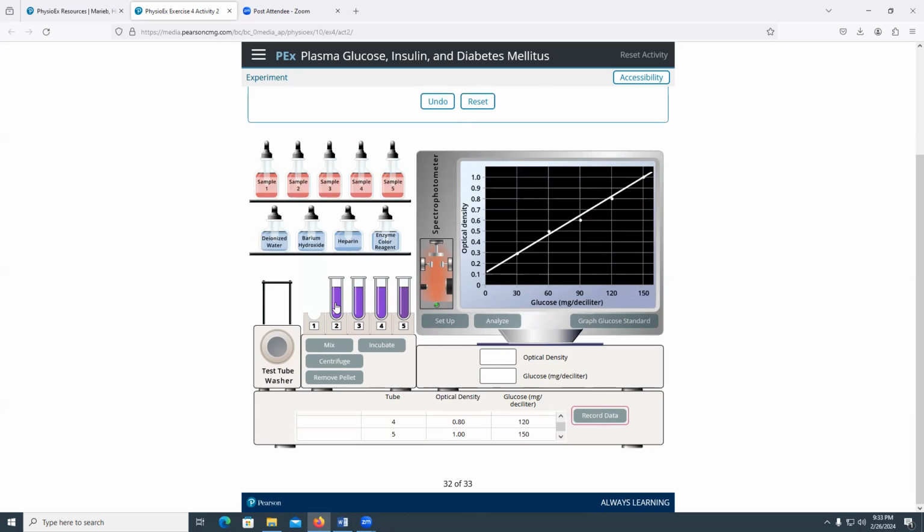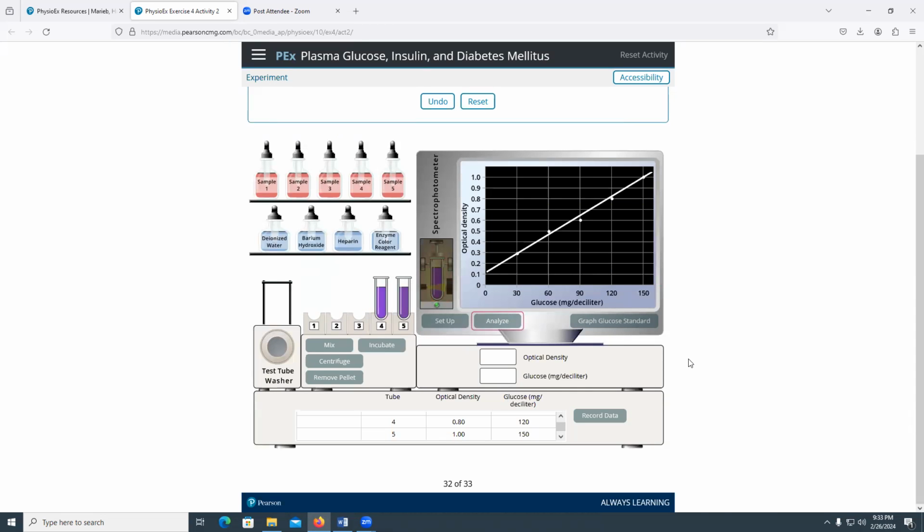Let's do the same thing for number 2. Analyze. We ran a light through it, and that's how much optical density, which is about 0.79. So let's find the intersection point. That's about the intersection point, 114. And it comes out to about 115 milligrams per deciliter glucose. That's for patient number 2. That's sample 2. Now let's look at sample 3.